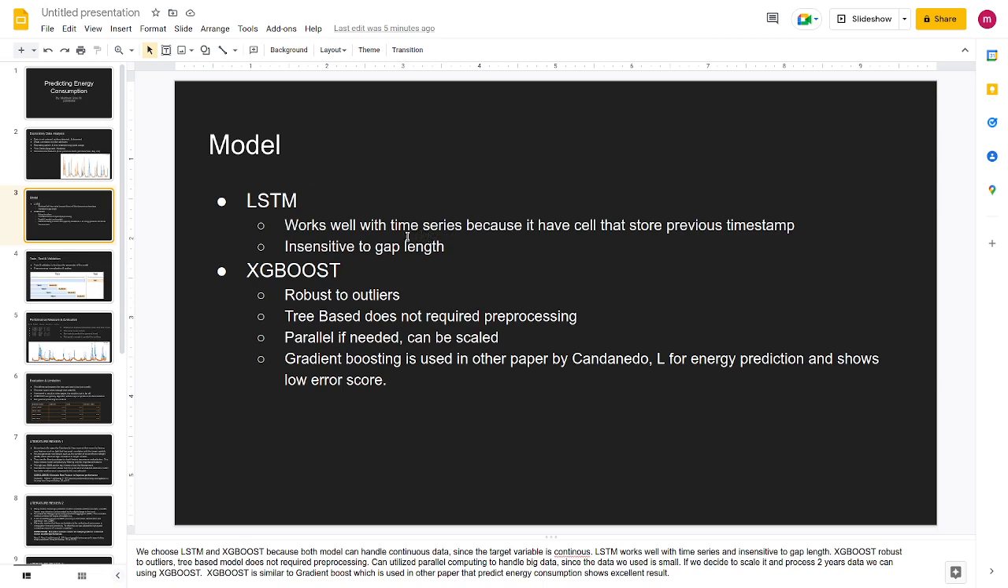Tree-based models do not require pre-processing. It can utilize parallel computing to handle big data. Since the data we use is small, if we decide to scale it up, we can process 2 years' worth of data using XGBoost. And XGBoost is similar to gradient boost, which is used in another paper that predicts energy consumption, and it shows excellent results.